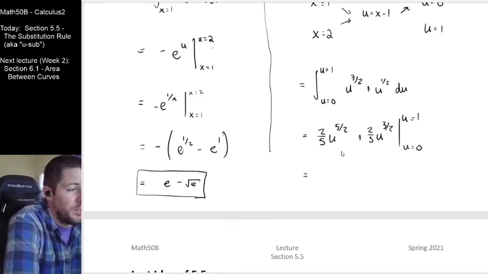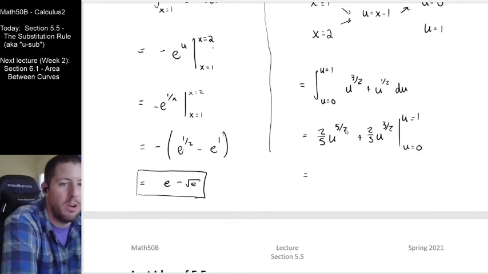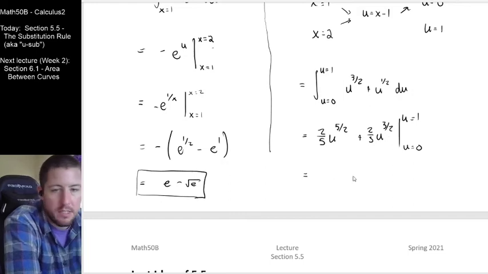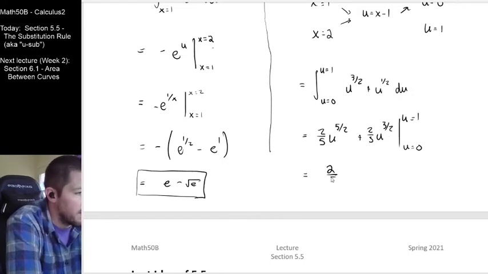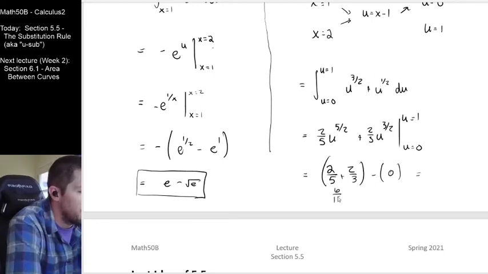And evaluating this is actually really easy. When we plug in 1, these aren't whole number powers, so this isn't a polynomial, but since these are power expressions, we just get to keep the coefficients. When we plug in 0, everything goes to 0. So all I'm going to get left from this is 2/5 plus 2/3, minus 0. And what are we getting right here? This will be 6/15 plus 10/15.